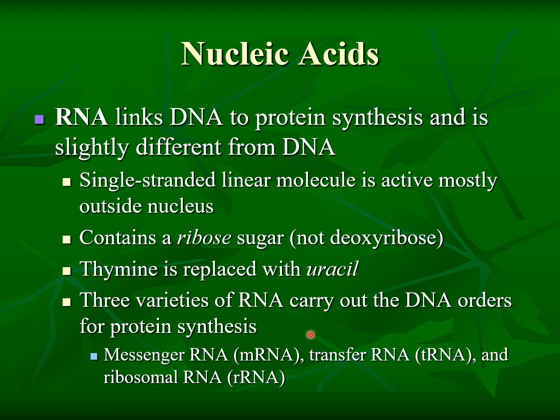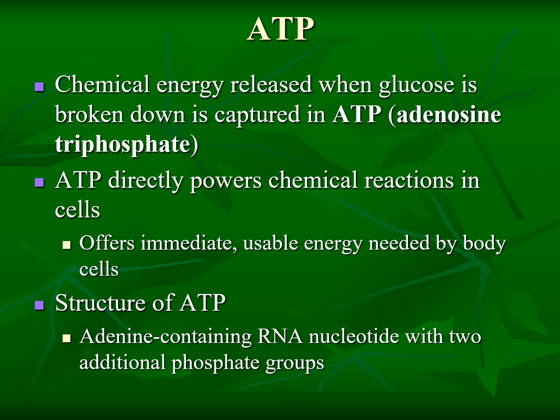Now in our class, we're going to be looking at three main types of RNA. They're going to be involved with protein synthesis, the making of proteins. We have messenger RNA, which we abbreviate as mRNA. We have transfer RNA, which we refer to as tRNA, and we have ribosomal RNA, which we refer to as rRNA. So there's more types than that, but those are the three types we'll look at. And then ATP.